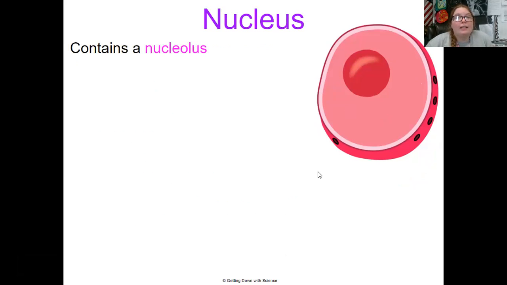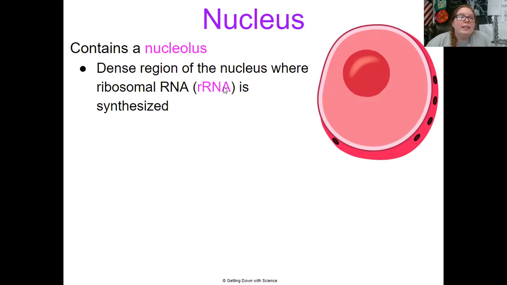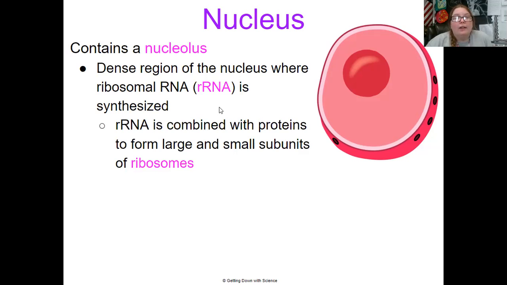It also contains something called a nucleolus. When you see a cell diagram and there's that dark patch in the nucleus, that's the nucleolus. It's a dense region where ribosomal RNA is made. So ribosomes get made there. Ribosomal RNA is combined with proteins to form the large and small subunits of ribosomes. The subunits have to exit through the nuclear pores because everything that goes in or comes out has to go through those holes.